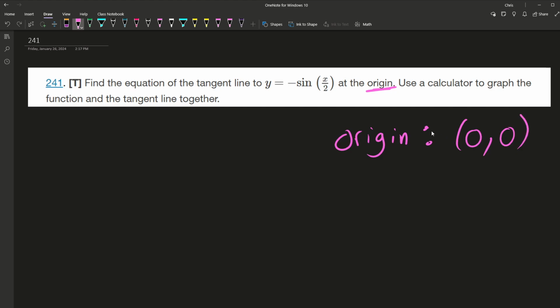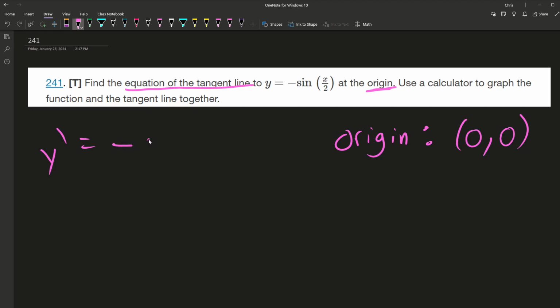This is nice. Whenever I want to find an equation of a tangent line, I always need a point and a slope. I already have a point. Now I just need to find the slope of the tangent line. In order to find the slope of the tangent line, I need to find the derivative of this function and plug 0 in. So I need to find y prime.